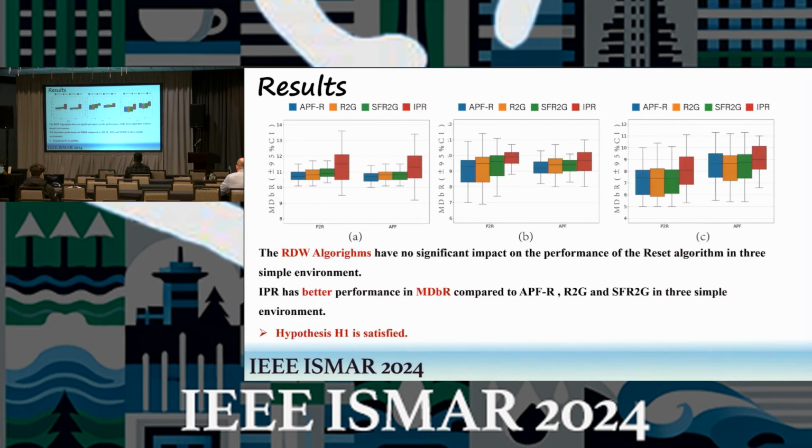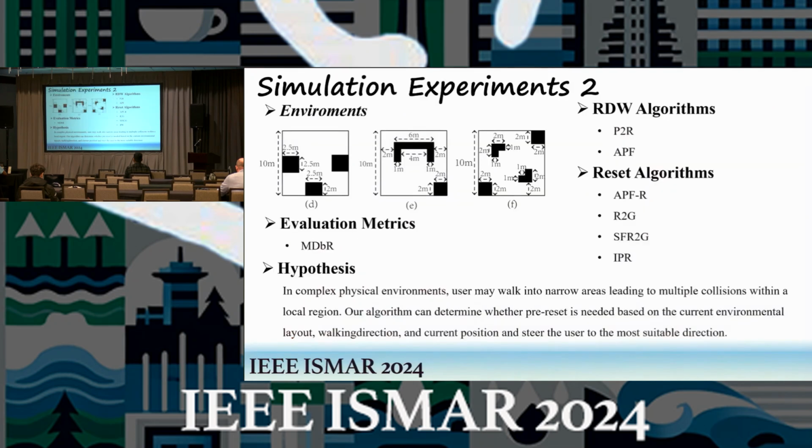Through data analysis, APR has better performance in NDBR compared to APFR, RG, and SFRG in 3 simple environments. It demonstrates that overall origin in simple physical environments where preset reset is rarely or not needed can guide users to the most appropriate direction. Now, H1 is certified. In simulation experiment 2, the physical environment group B is included in the FIGO DEF.